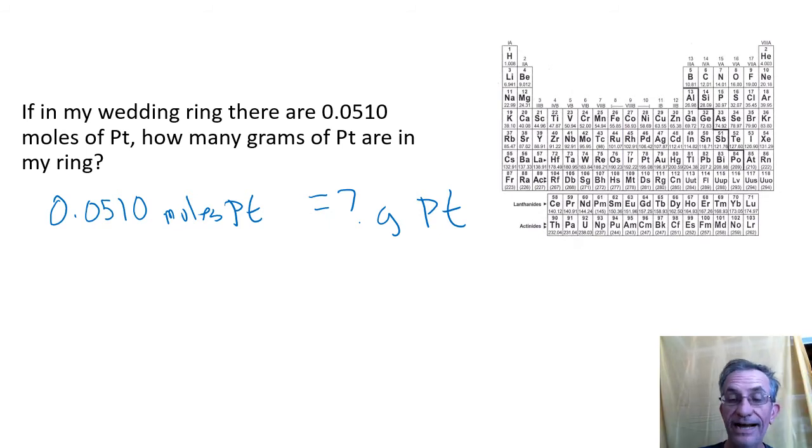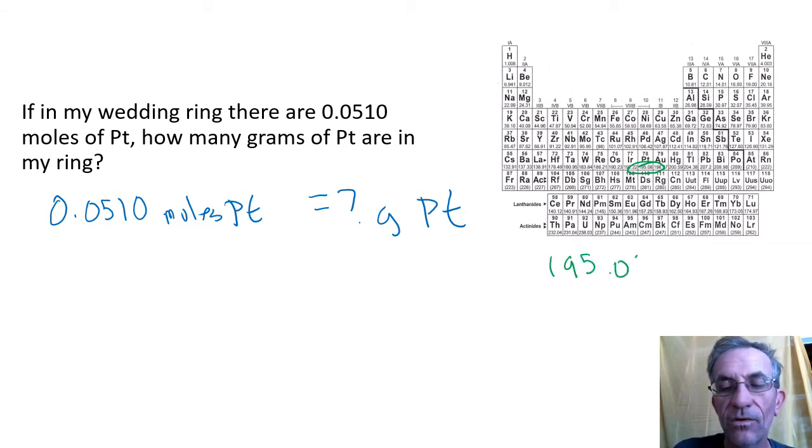All right, so I know how many moles are in this ring. How many grams does it weigh? How do you do that? The way you do it is the periodic table. Let's find platinum. It says right underneath platinum, let me read it, 195.08.